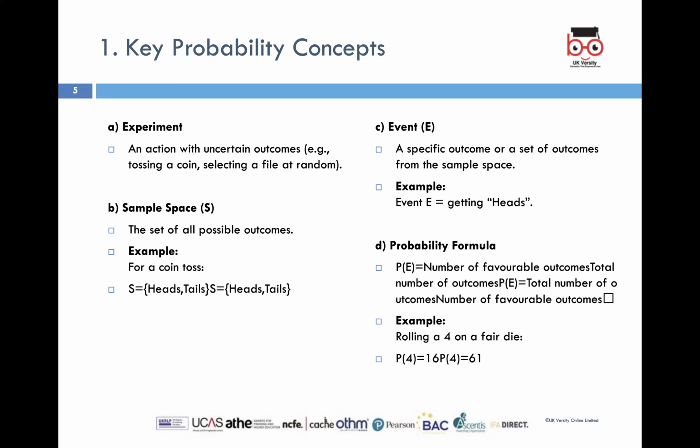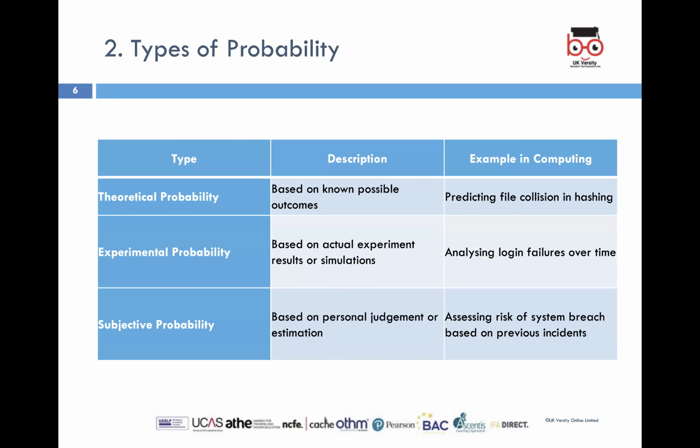So for example, rolling a four on a fair dice, P(4) equals 1/6. Oh, sorry, that is the number of favorable outcomes over the total. Yeah, so that is 1/6.